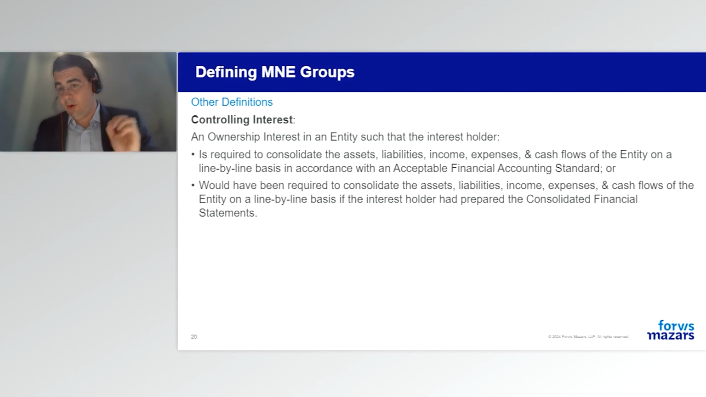However, there is this "or" part, which we've often called the deemed to consolidate test, that says it would have been required to consolidate the assets, liabilities, income, expenses, or cash flow of the entity on a line-by-line basis if the interest holder had prepared the consolidated financial statements. This deemed to consolidate test is where you start to see a lot of complications into who is the UPE and the multinational enterprise group.